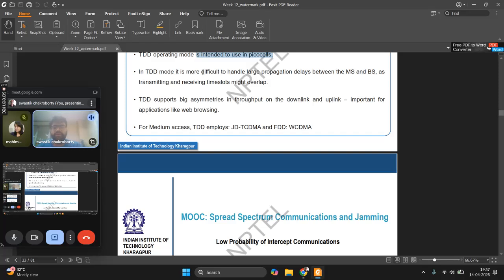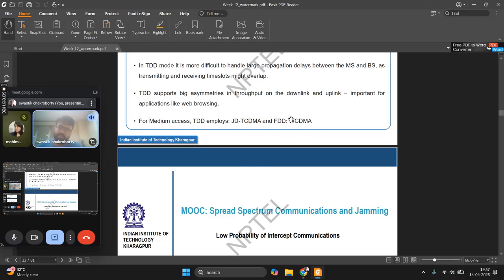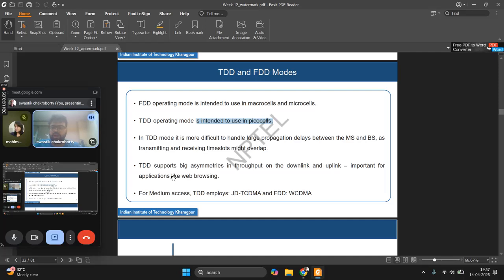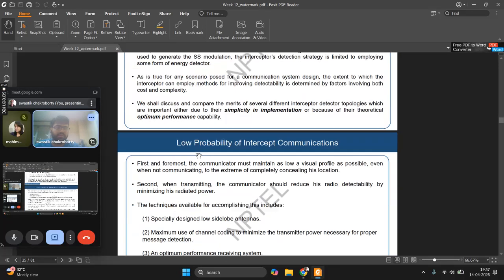And for medium access, TDD employs time code division multiple access, whereas FDD employs WCDMA. FDD employs, of course, the frequency and CDMA, whereas TDD employs time plus CDMA. Okay, that will finish our CDMA standard topic.